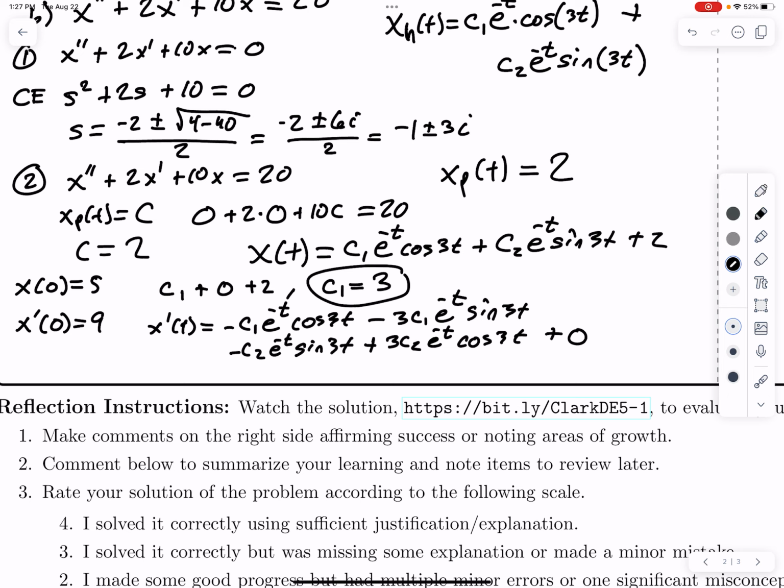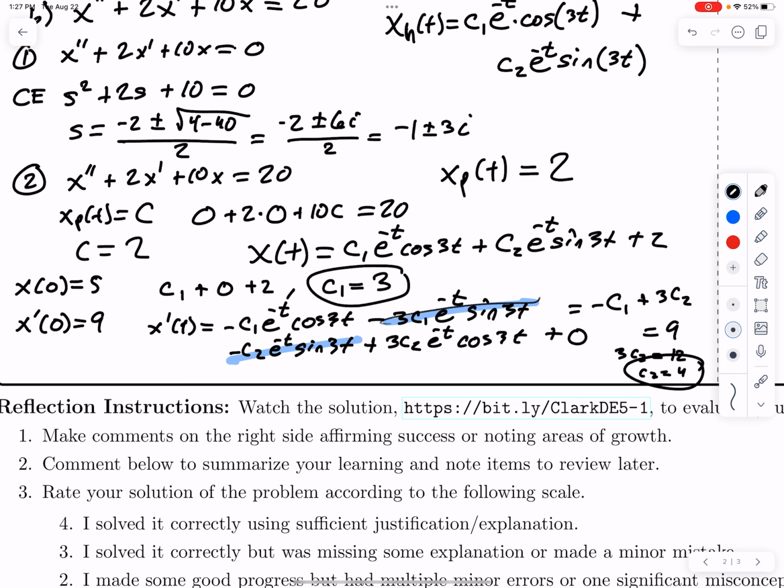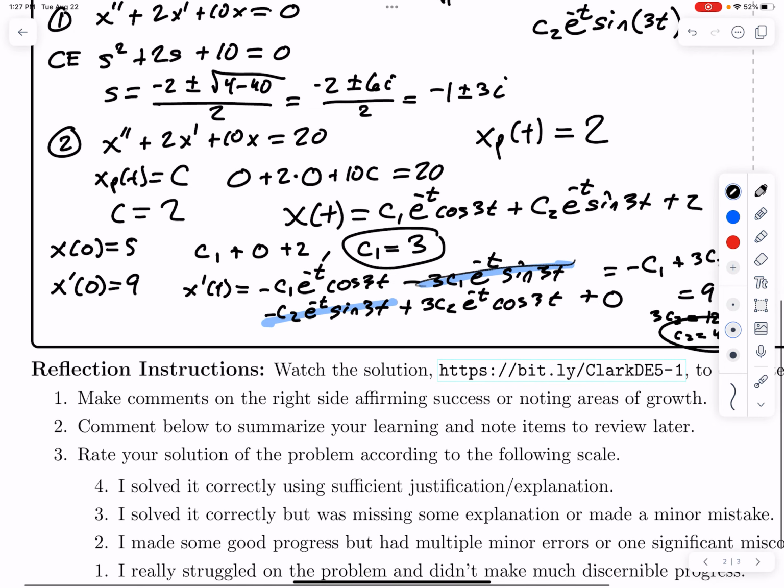If I plug in t equals 0, these sine terms are going to cancel, and you're just going to end up with negative c1 and 3c2. And that's supposed to equal 9. We know that c1 is 3, so basically we get 3c2 equals 12, so c2 must be 4. So now I know c2 is 4, and I can write down the final solution to the initial value problem here.